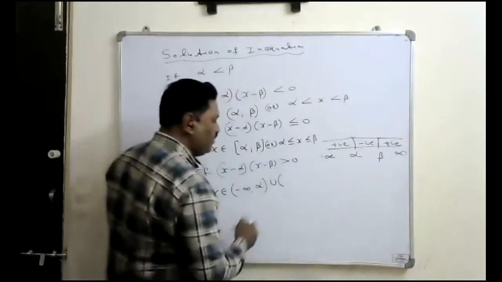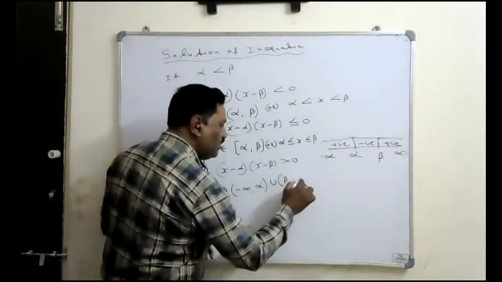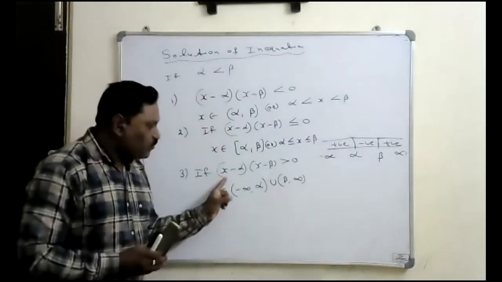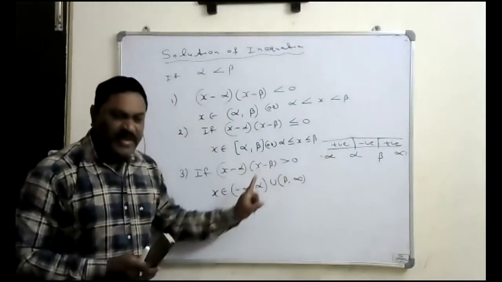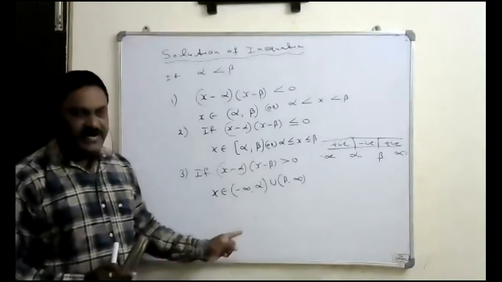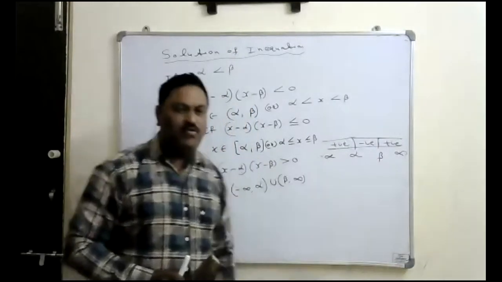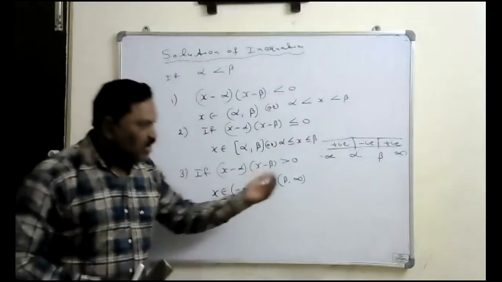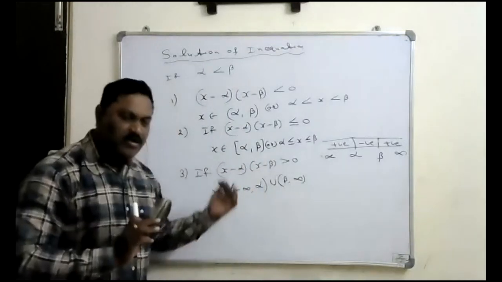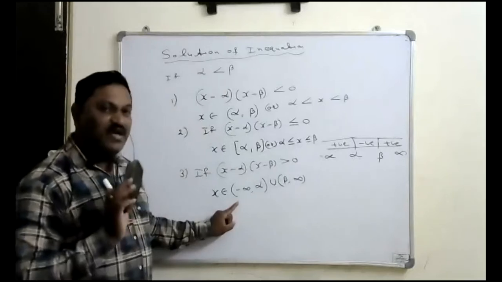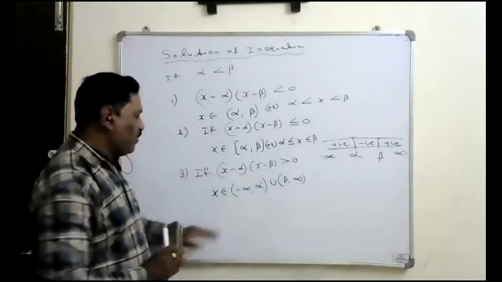Beta to infinity, if we take in between, then also the product is positive. So beta to infinity means if this product is positive, x does not lie between alpha and beta. X is smaller than alpha or bigger than beta, only we have to take it. Smaller than the smaller root or bigger than the bigger root, we have to take it. So this is the interval for x. Understand? This we have to remember.